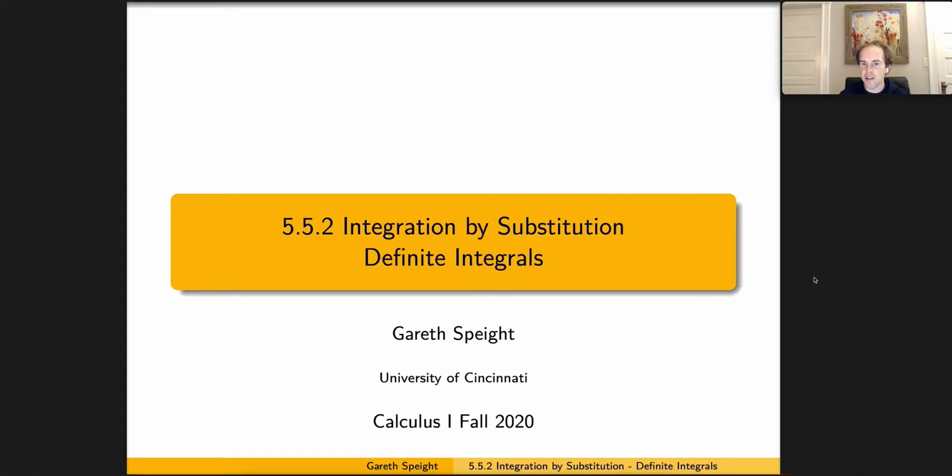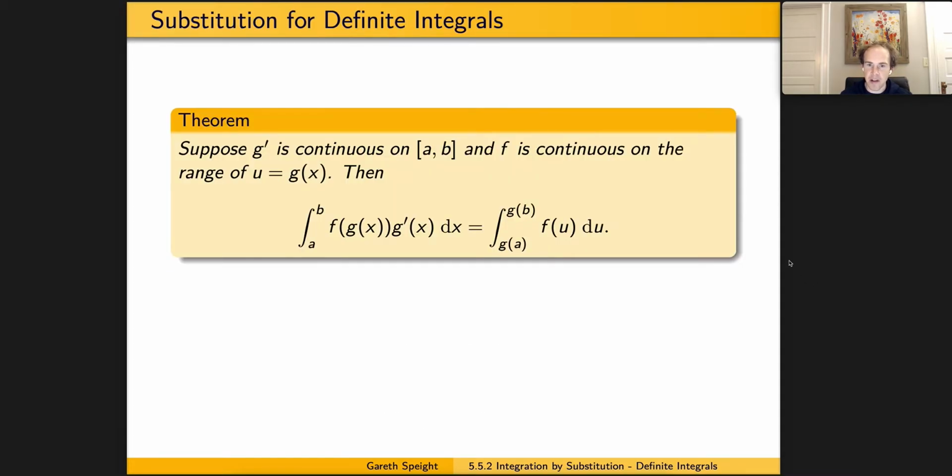Hello everyone. So in the last video, we saw how to do integration by substitution for indefinite integrals. And in this video, we're going to talk about how to do it for definite integrals. Everything is pretty much the same except for a couple of modifications because definite integrals have limits in them. So let's see how it plays out.